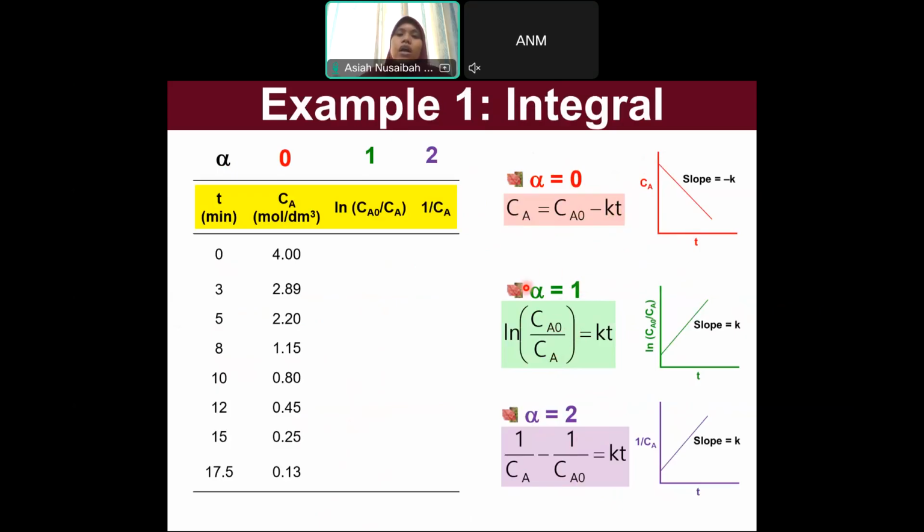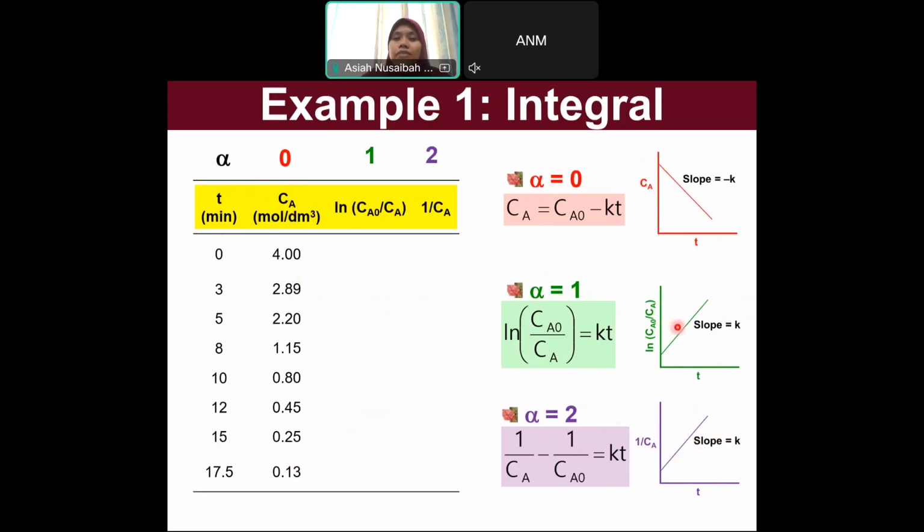We evaluate also if alpha equals 1, then we have to plot ln(CA0/CA) versus t to fulfill this equation. If we want to also evaluate the second order, alpha equals 2, we have to plot 1 over CA versus time. So we need the same x-axis, time. Time, we do have the data. Then for the y-axis, we need CA for alpha equals 0. So it was given from the table just now, so we have CA already, and we can plot the graph representing 0th order.